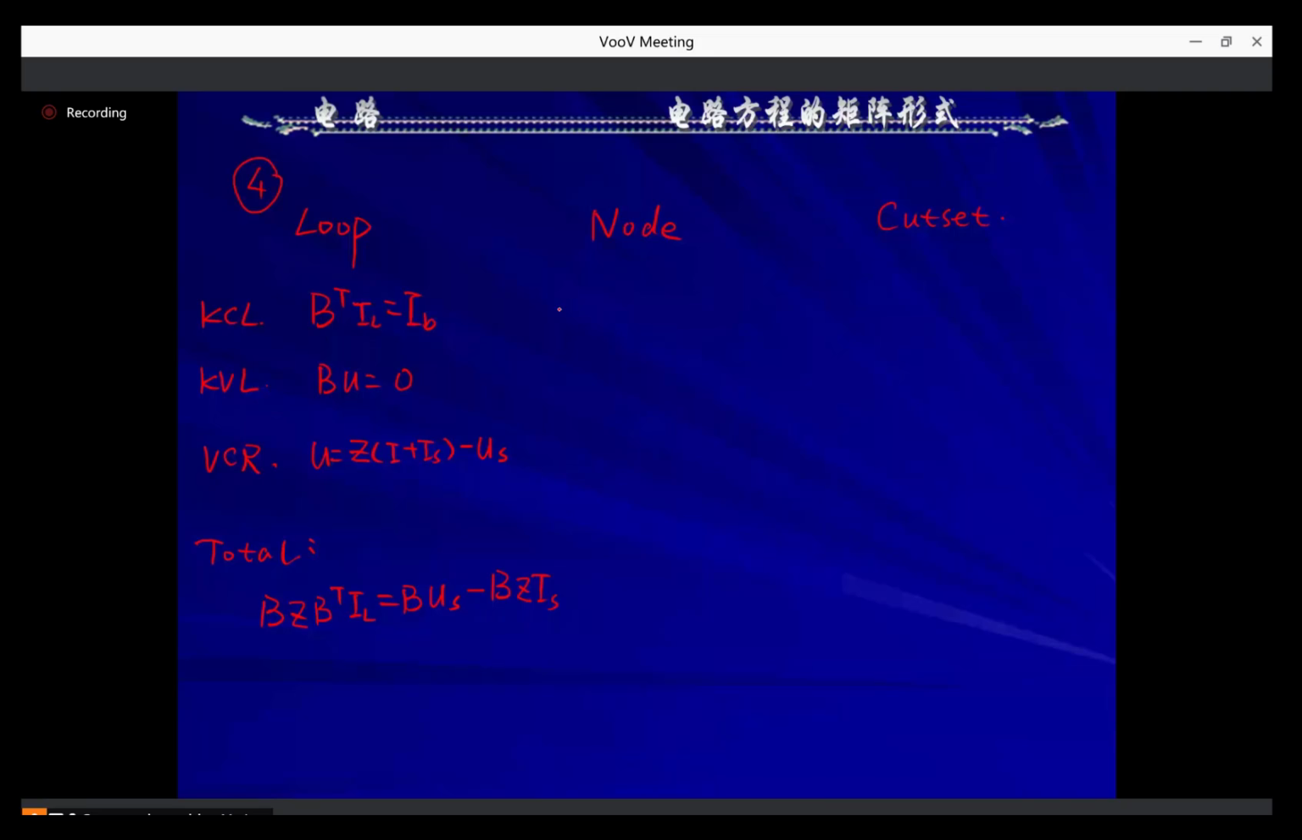For the node voltage method, the KCL is A IB equal to 0. The KVL is A transpose UN equal to UB. The VCR is I equal to Y U plus US minus IS. The total function is A Y A transpose UN equal to A IS minus A Y US.